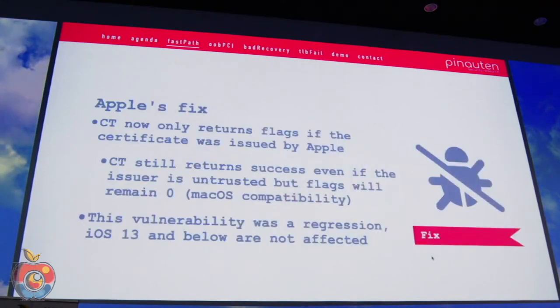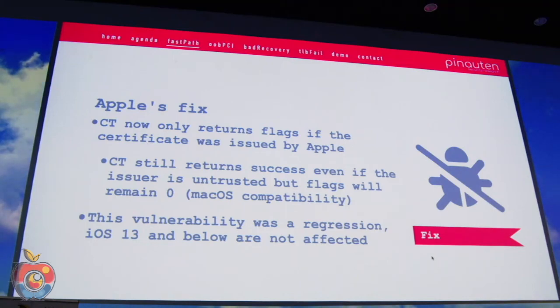Now, how did Apple fix this? It's actually pretty easy. They now only return the flags if the certificate was issued by Apple. Otherwise, no flags are returned. The CoreTrust evaluation will still succeed, but the flags will remain 0. And this vulnerability is actually a regression because iOS 13 and below are not affected. They already do this check.